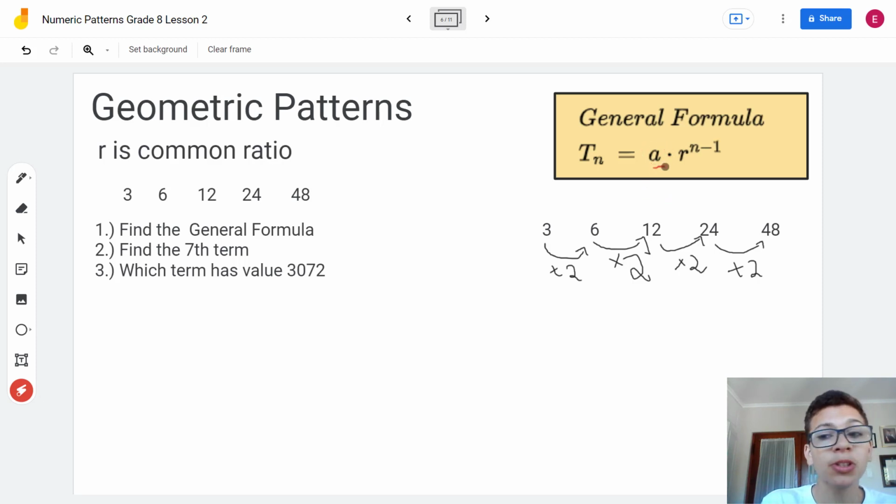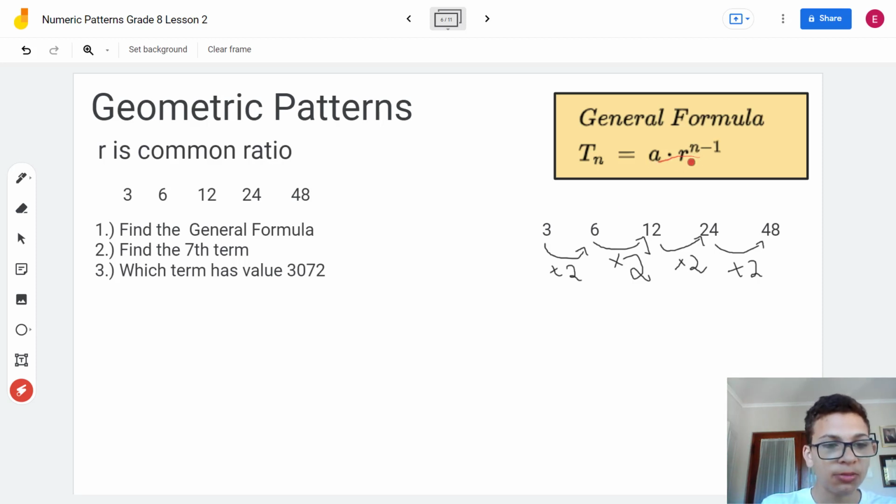So for example, r could be 2. Now, important: what if you work backwards? What if you go from 6 to 3? Well, if you go from 6 to 3, you have to multiply by half, which is the same as dividing by 2, but the common ratio is multiplied. So you multiply by half. So r could be half. r is usually like 2, 3, 4, but it can also be 1 over 2, 1 over 3, 1 over 4. But for this pattern here, we have r equals 2.